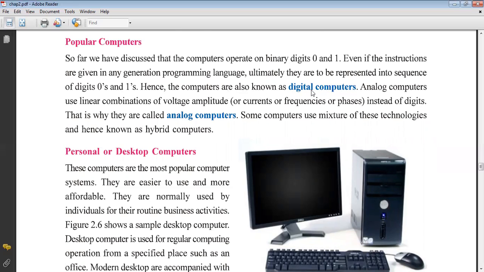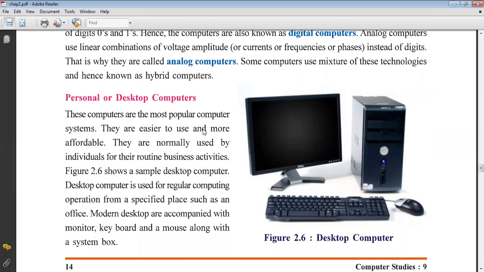Hence, there are also non-digital computers. Analog computers use a linear combination of voltage, amplitude, or current frequencies or phase instead of digits. That is why they are called analog computers. Some computers use a mixture of these technologies and hence are known as hybrid computers. Hybrid computers use both digital as well as analog.